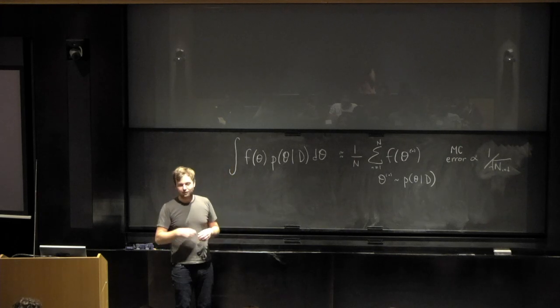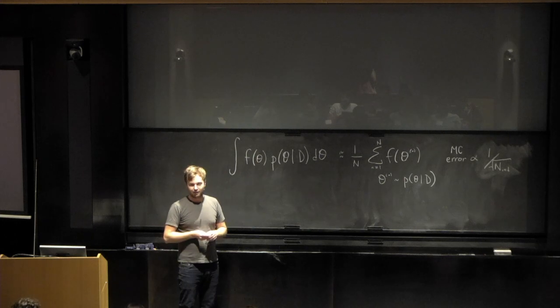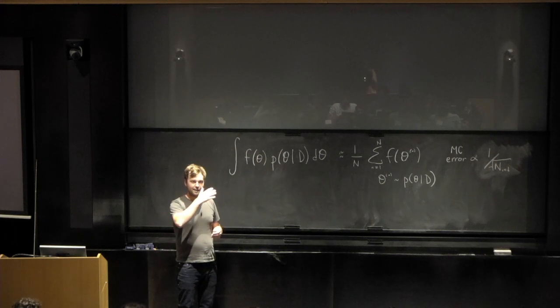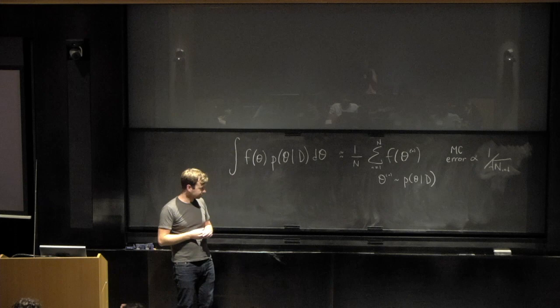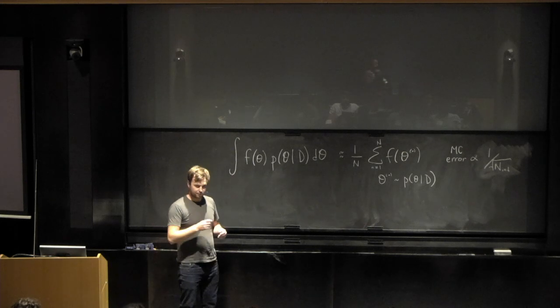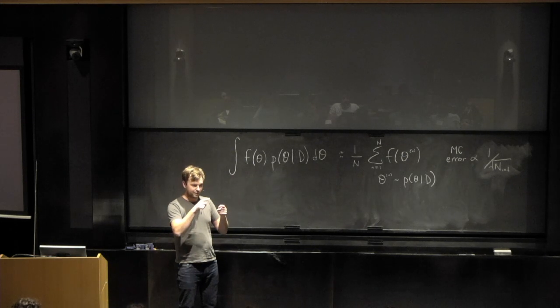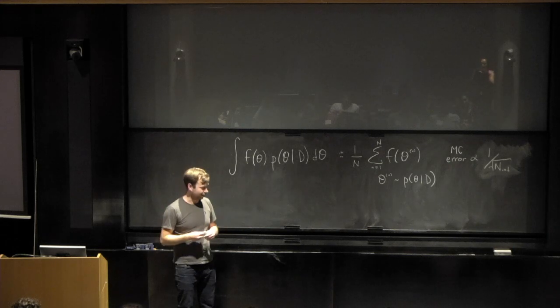And the way that we would compute that would be by looking at these autocorrelation plots and computing the integrated autocorrelation time. The integrated autocorrelation time is the number of steps you have to take before you get an independent sample.